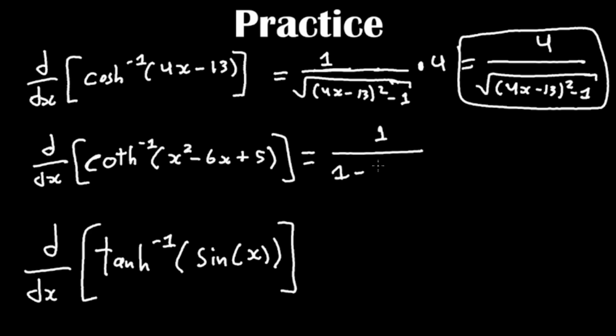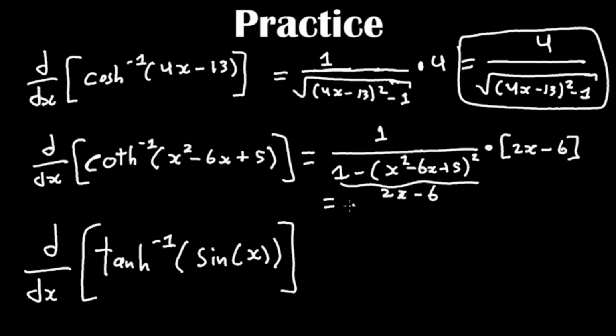But instead of evaluating that at x, we're evaluating at the inside, which is x squared minus 6x plus 5, whole thing squared. Now, what's the derivative of the inside? So the derivative of x squared is 2x, and the derivative of minus 6x is -6, and the constant differentiates to 0. Our final derivative is 2x minus 6 over 1 minus x squared minus 6x plus 5, and then that is squared.